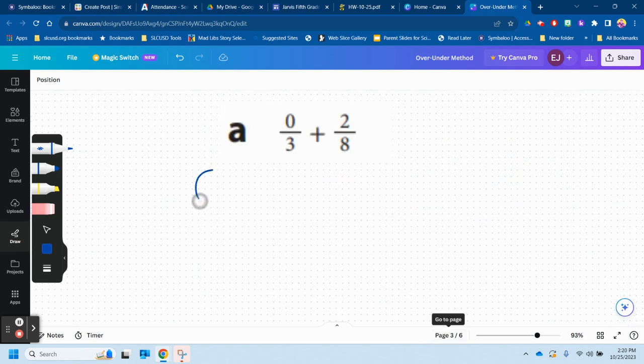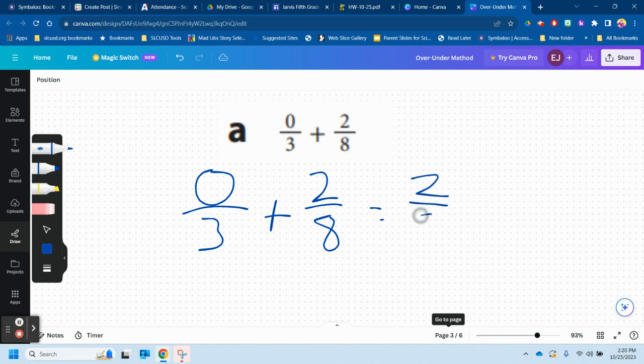0/3. I love this problem. 0/3. So 3 pieces make a whole. I have none of them, plus 2/8. Well, 0/3 is really 0. You don't have any pieces. So the answer is going to be 2/8.